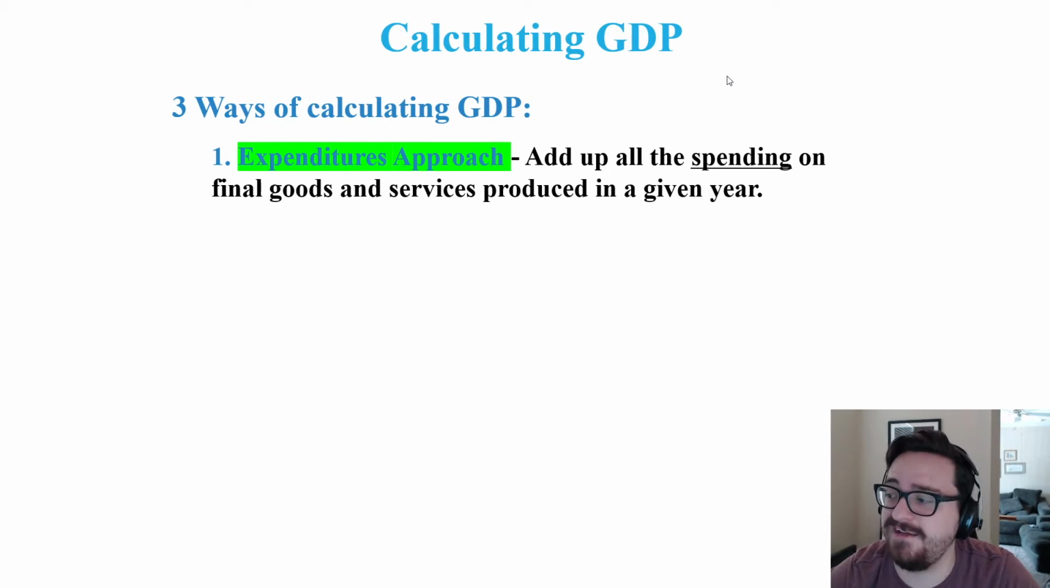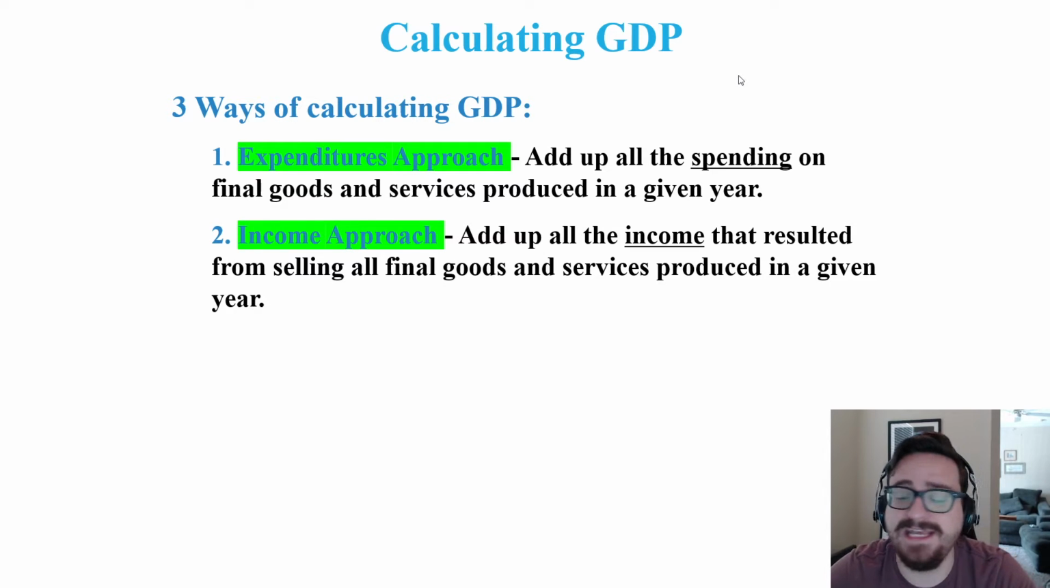The first one, which is the one that is most frequently used, I'd say on the AP Macro exam 85% of the time when you're doing GDP math, is the expenditures approach. Expenditure is just a fancy word for spending, so all you're doing there is adding up all of the spending on final goods and services produced in a year. You take all the different types of spending that can happen and you add them all up.